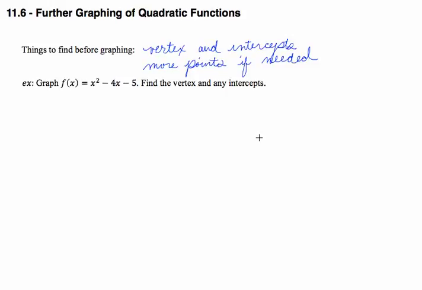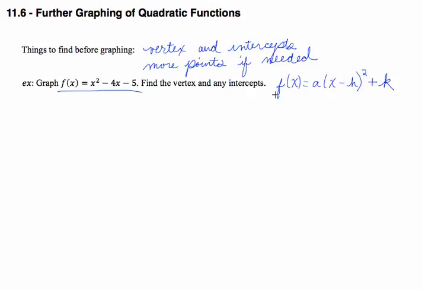Welcome to the lecture for section 11.6. We're going to learn a little bit more about graphing quadratic functions in this section. So what we're going to do is learn how to convert a function of this form, the ax squared plus bx plus c form, into a function of this form, f of x is equal to a times x minus h all squared plus k.